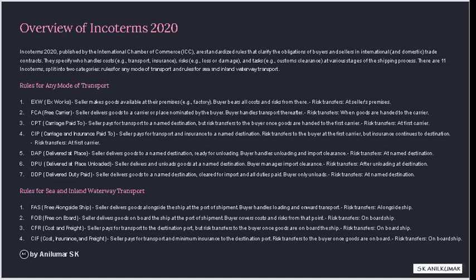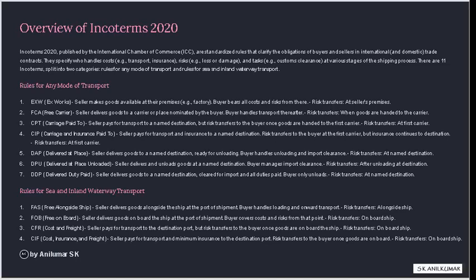What are Incoterms? Incoterms are international commercial terms. The latest version is Incoterms 2020, published by the International Chamber of Commerce. How does it help? It helps because they are standardized rules that clarify the rights and duties, the obligations of the buyers and sellers. It can be used for domestic trade or international trade. It can be used for sea as a mode of shipment, air as a mode of shipment, or by road.